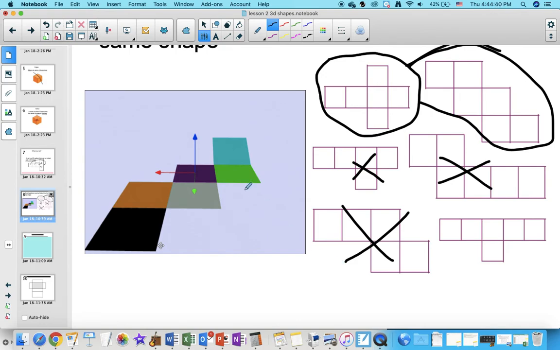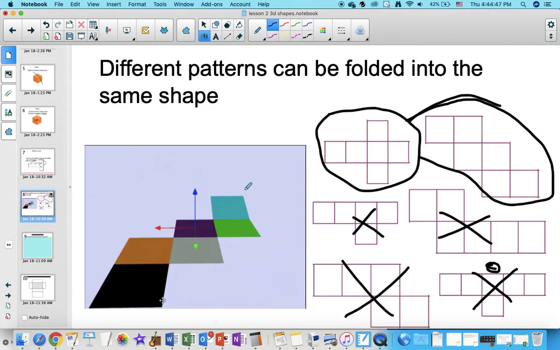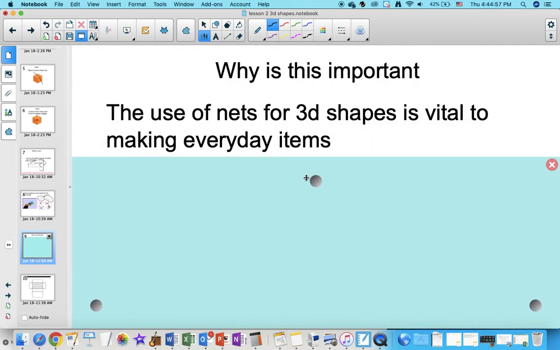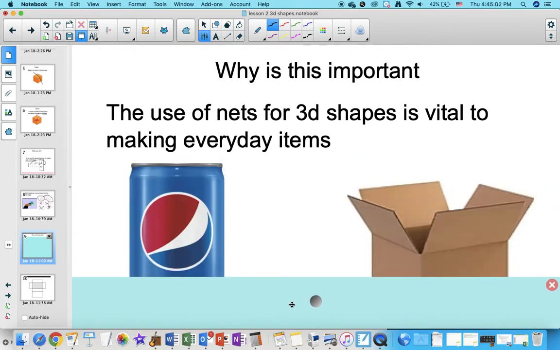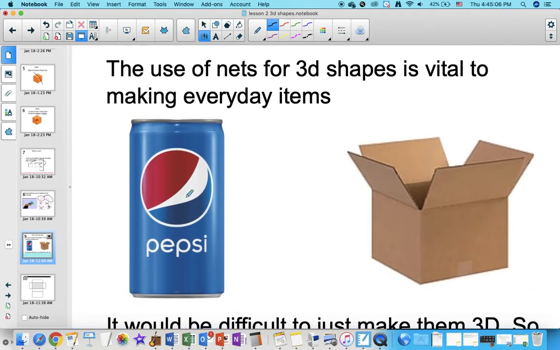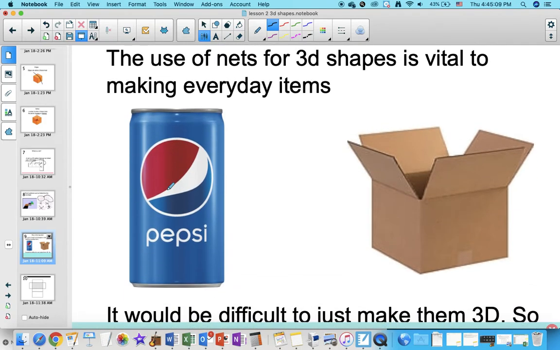And so recognizing how these nets can be folded into 3D shapes is important to know whether or not you can make a 3D shape out of them. So why care about this? Why is this important? Well, it's important for making 3D objects in everyday items, right? For example, cans of Coke, not so much now, but before, cans of Pepsi, cans of Coke were basically printed out on aluminum as a net for a cylinder.